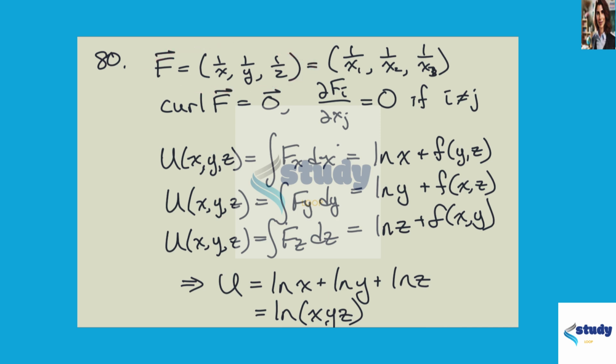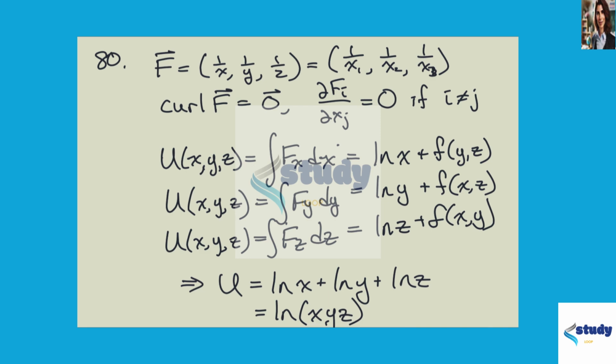We can also simply see that if we take the i component and take the derivative with respect to x of j when i is not equal to j, so we take the derivative of this with respect to x2 or x3, we get 0. If we take the derivative of this with respect to x1 or x3, we get 0. And take the derivative of this with respect to x1 or x2, we get 0. So clearly we have 0 equals 0 for all of those relationships in problem 79.